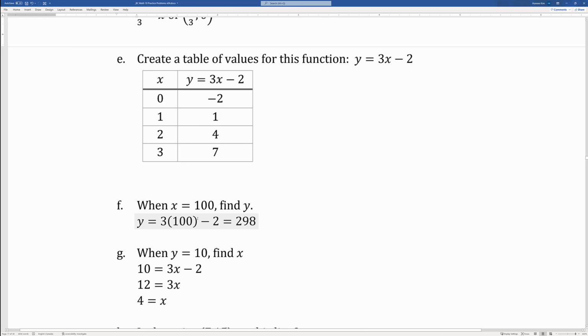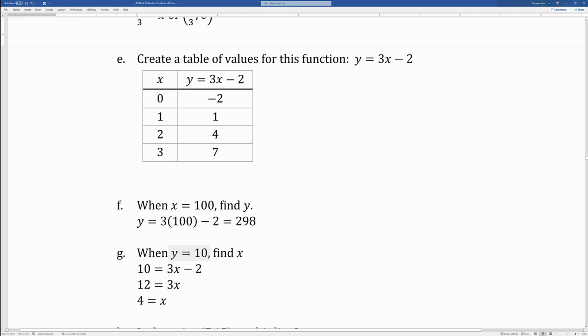When x equals 100, let's find the y value. We substitute x equals 100 into here. So y equals 3 times 100, which is 300, minus 2 is 298.